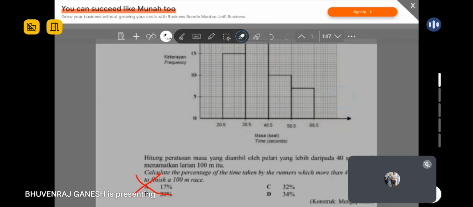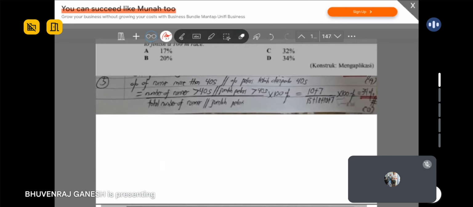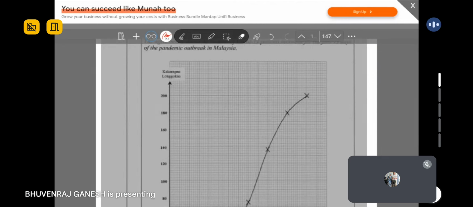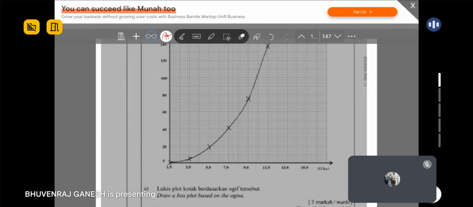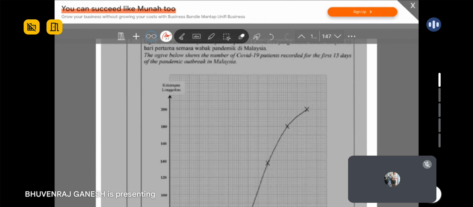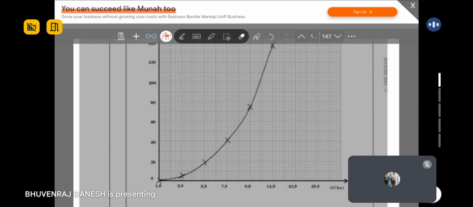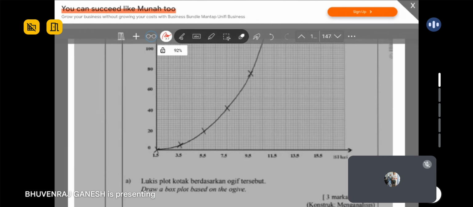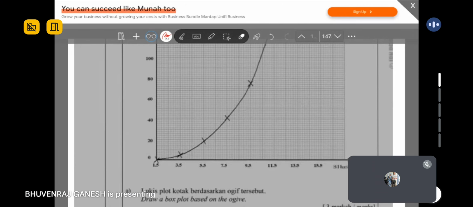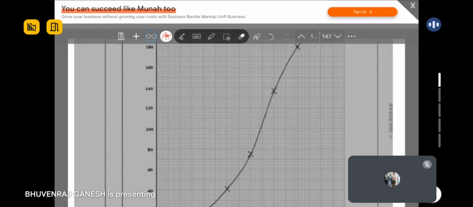So these are all the objective questions I compiled for this chapter. Okay, so now we come to the structure. Kertas 2. Okay guys, so for paper 2, more on drawing. Lebih banyak tentang lukisan. Less calculation already. Okay, so guys, for this question, they ask you to draw the box plot. Okay, so kamu kena lukis plot kotak based on the ogive.